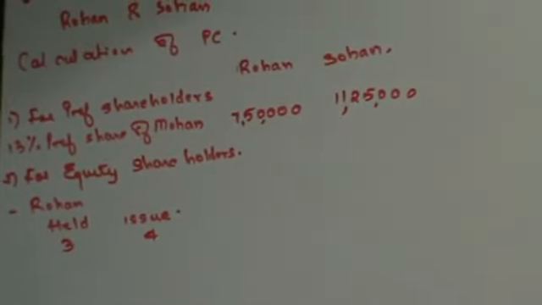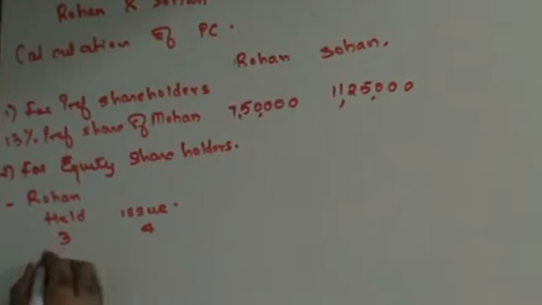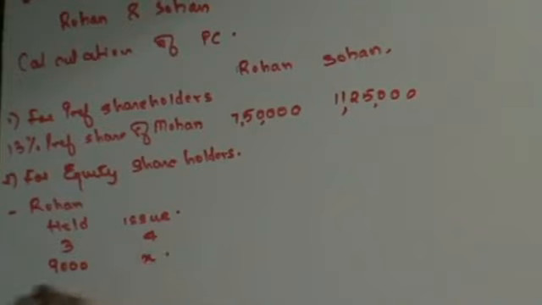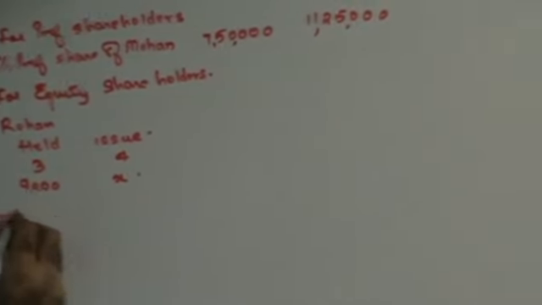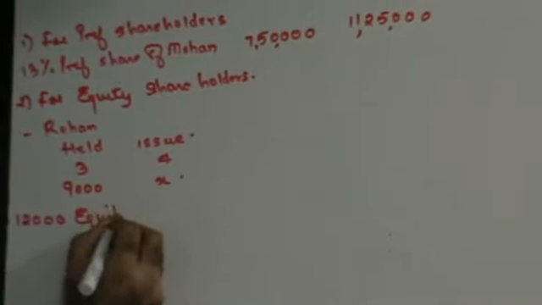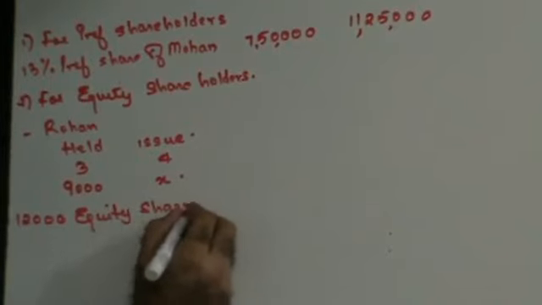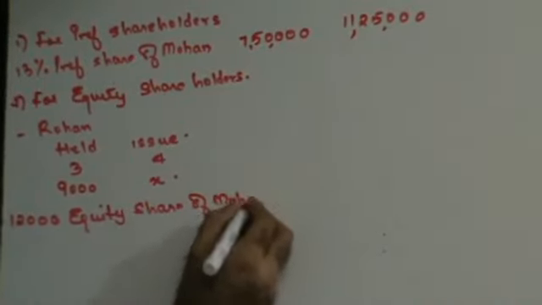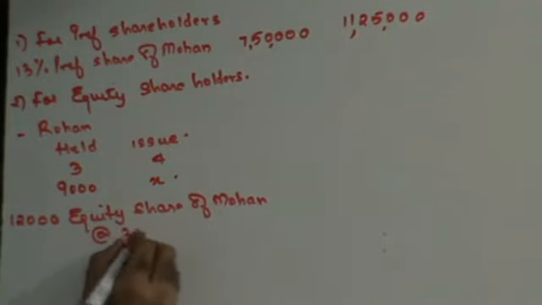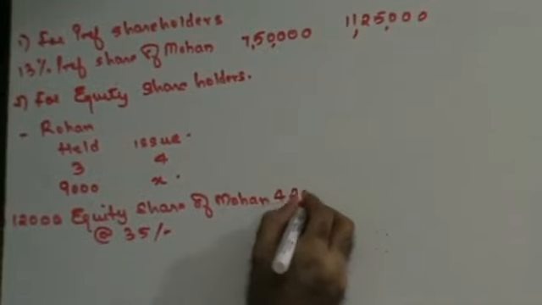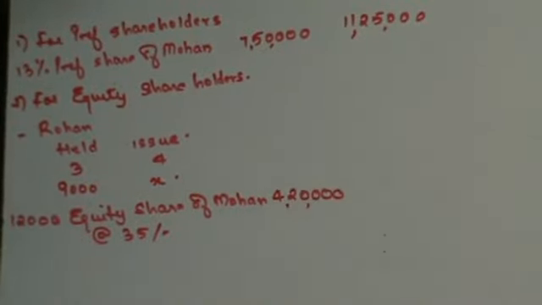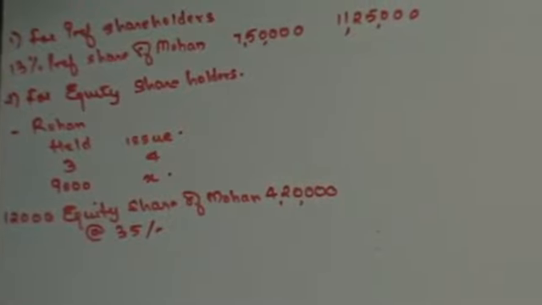Now, how many equity shares are held by Rohan? Rohan is holding 9,000 equity shares. So, in that case, how many equity shares will be issued? 12,000 equity shares of Mohan at the rate of 35. Multiplying this by 35, how much is this? 4,20,000.